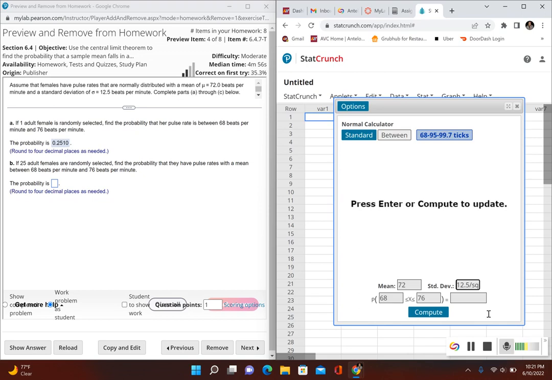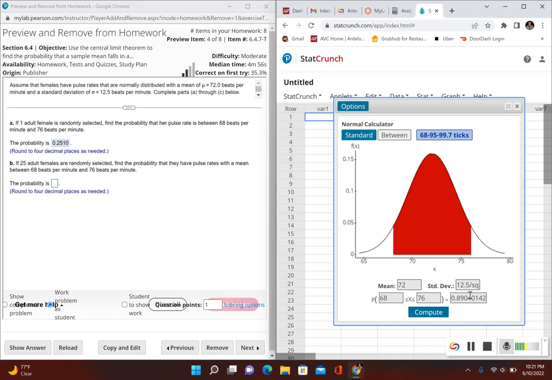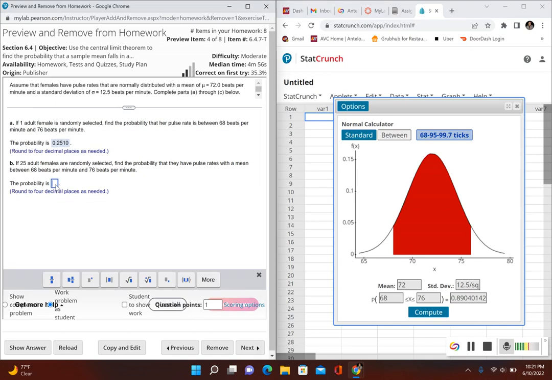Okay, so once again, you take your original standard deviation, which is 12.5, and put a slash. This is for divided by. And I put square root, SQRT, and put parentheses 25. Then I click on compute. Okay, so there it goes. So now the probability that if we selected 25 adult females and their pulse rates have a mean between 68 and 76, the probability of that happening would be 0.8904.